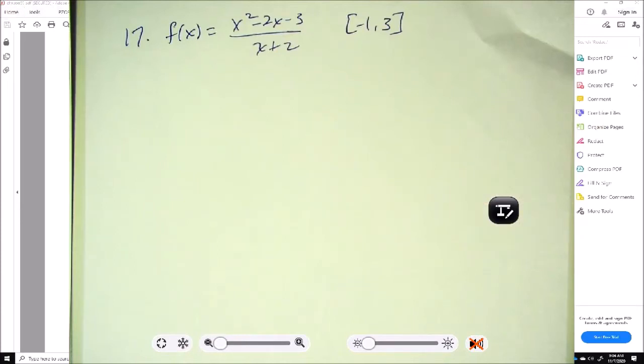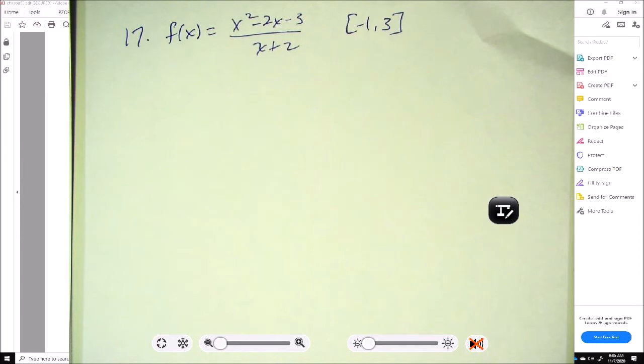Okay, this is problem 17. The directions are to apply Rolle's theorem. Well, first determine if Rolle's theorem can be applied. Then if it can be applied, find the guaranteed c, the value of x, where Rolle's theorem guarantees that value.